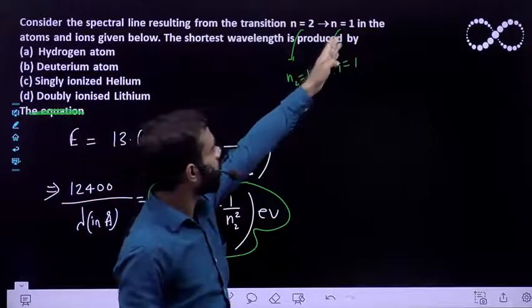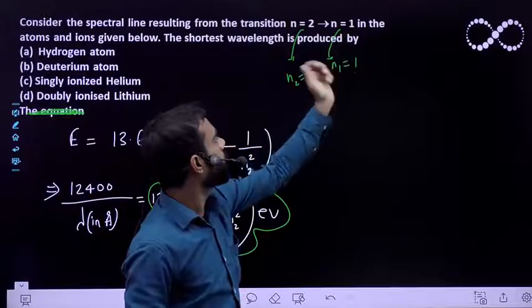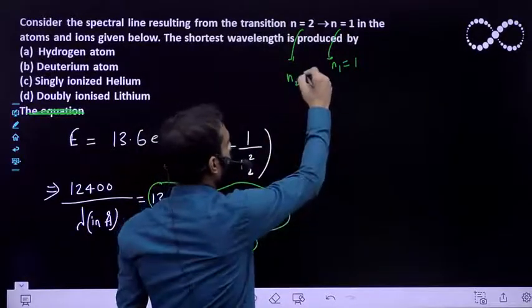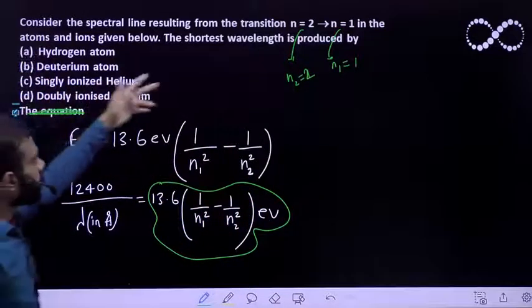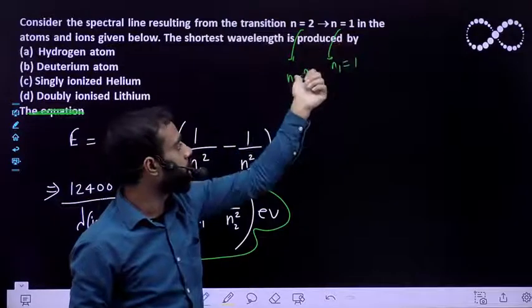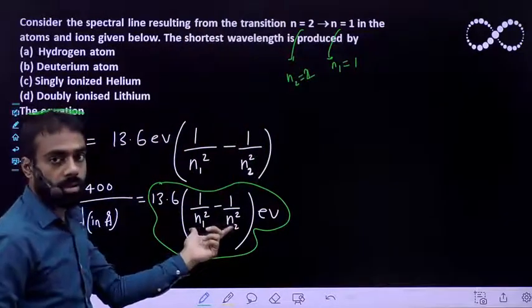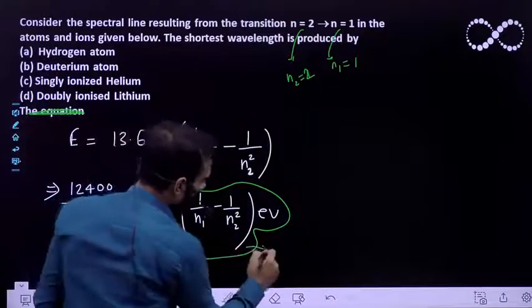So which one is smaller here? 1 is smaller, so n1 value is 1, and n2, which is the larger one, is 2. Sorry, this is my mistake. n2 is equal to 2. For all the options the same thing is there; the n1 value and n2 value are the same for all the options. So this becomes constant, and this is already constant. Then this entire RHS will become constant here.